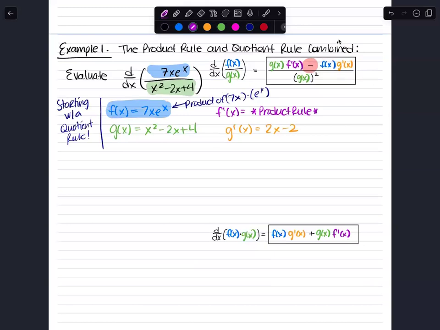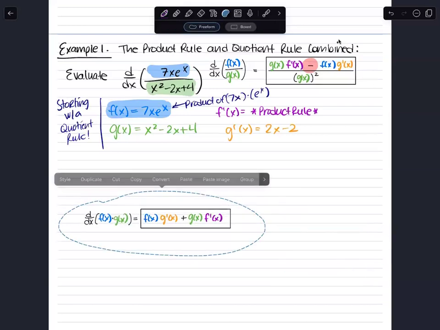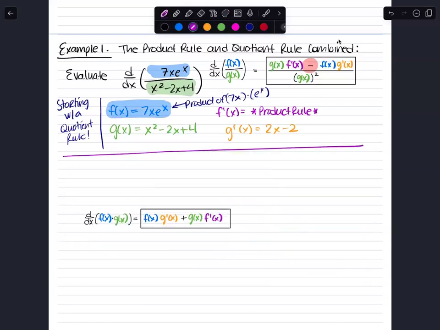So, and again, I emphasize work organization. This is how I highly recommend that you organize this. Bring this to another piece of paper. Find f prime. F prime is the derivative of this blue function, f.